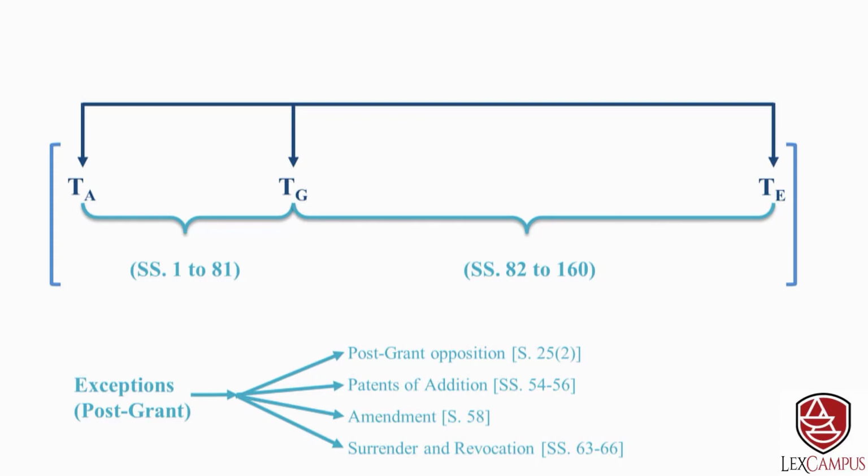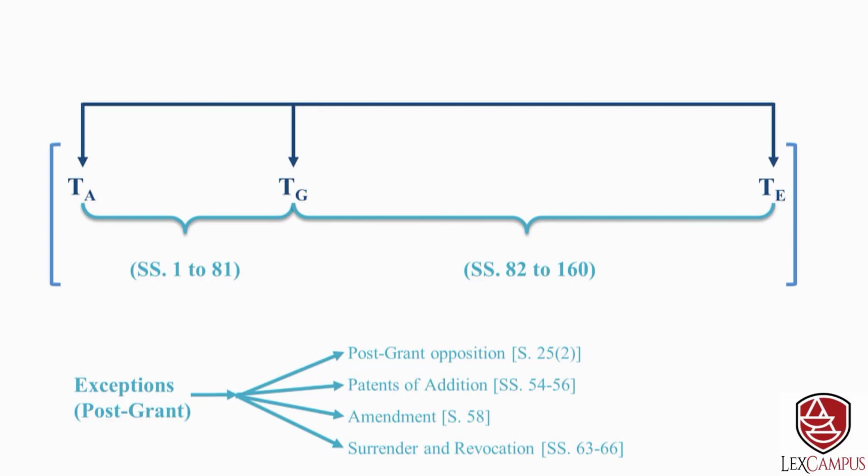Post grant opposition under section 25(2), though it comes between sections 1 to 81, actually happens after TG. Though it happens at the Patent Office, the time for it occurring is after TG, because for a patent to be opposed under post grant opposition, it has to be granted in the first place. So, you find that post grant opposition is an exception in the sense that it is an event that happens after the grant. So, it comes after TG.